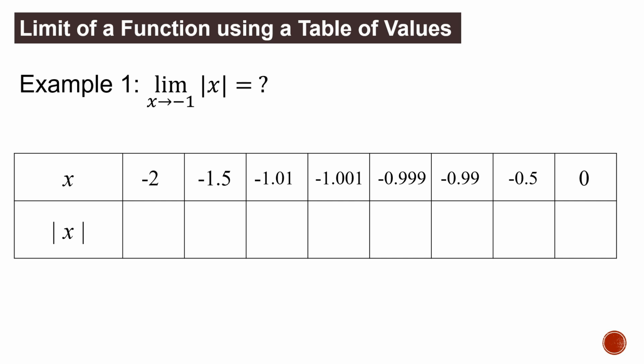And again, here what we need to do is just to simply use x values that are approaching negative 1. So I'm going to put negative 1 here in the middle. So these values are approaching negative 1. Just imagine a number line and then you put those numbers. You pick numbers, any number. But those numbers should be closer and closer and closer to negative 1.